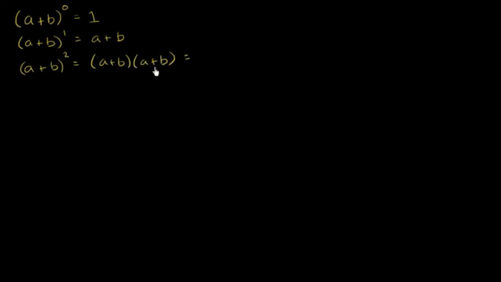And if you do this, it'll be a times a, which is a squared, plus a times b, which is ab, plus b times a, which is another ab, plus b times b, which is b squared. You have two ab's here, so you can add them together. So it's equal to a squared plus 2ab plus b squared. Now things are going to get a little bit more interesting.